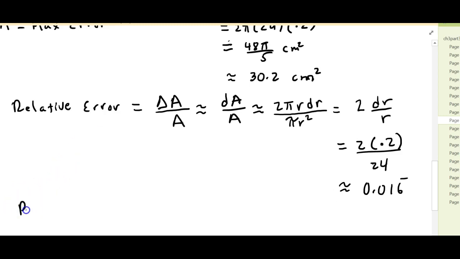And then the percentage error, the last part, is just to convert the relative error to a percentage. So in this case, it would be approximately 1.6%.